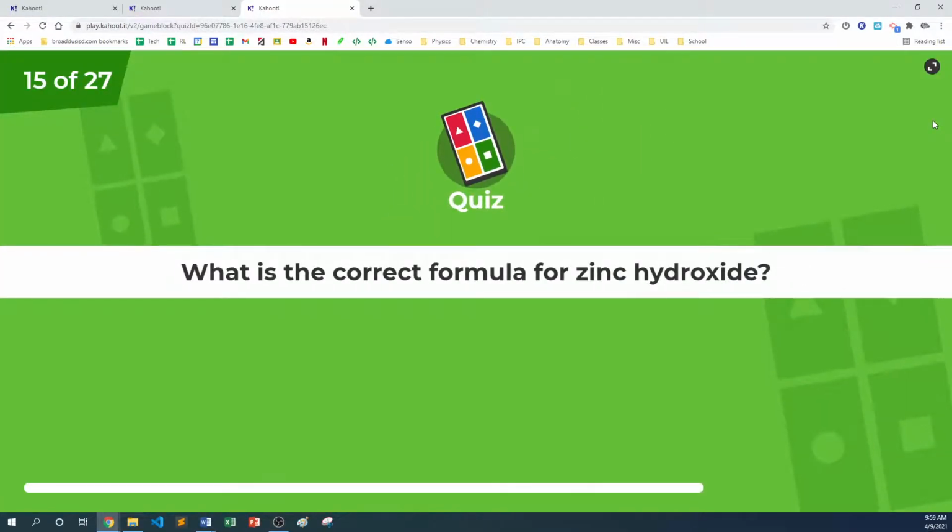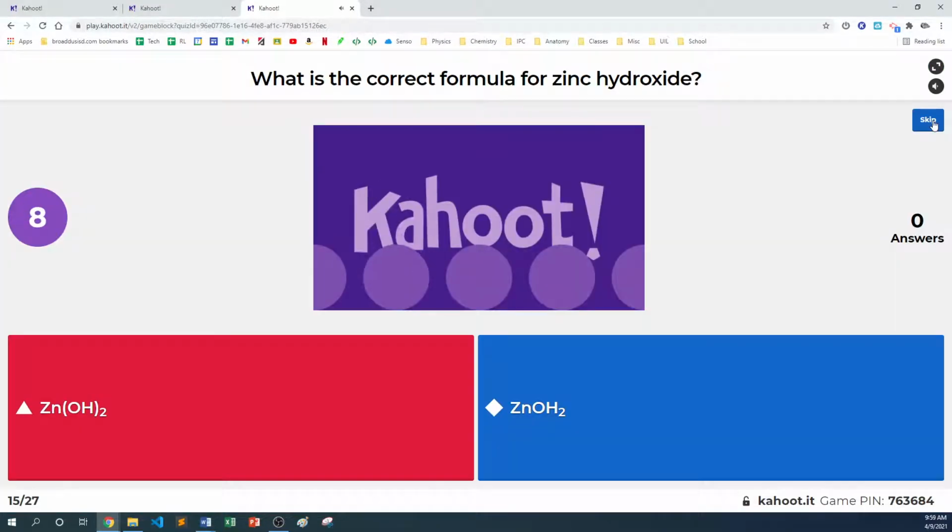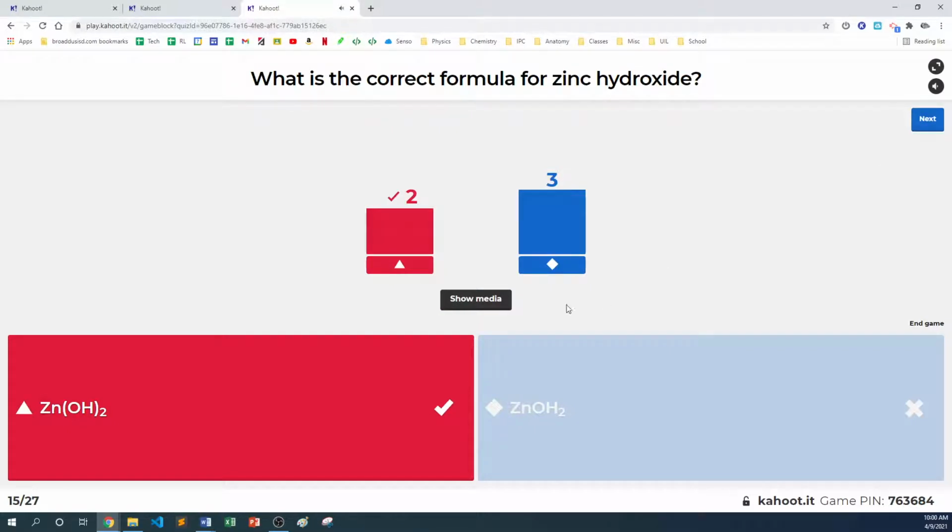What is the correct formula for zinc hydroxide? Zinc has a +2 charge. So remember, the first thing I told you was OH has a negative charge. So we need two of them. This one over here only puts 2 on the hydrogen, not both the O and the H.